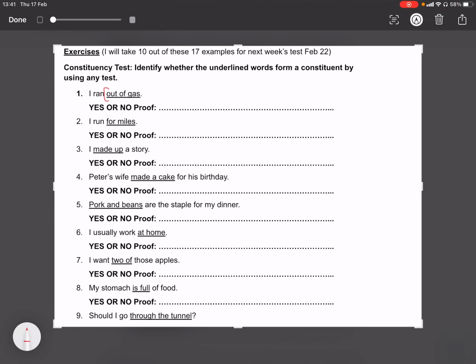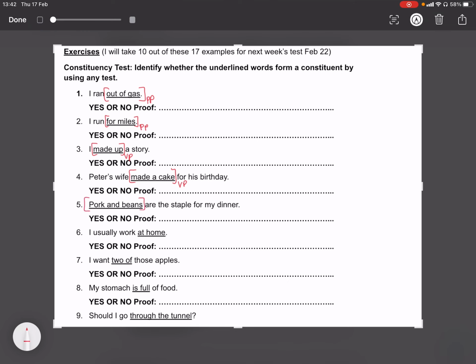So usually you think that anything that starts with a P would form a PP, right? But we cannot be sure until we test it. So right now I'm gonna mark what kind of phrase it is for now, okay? Made up is a VP. Made a kid is also a VP because it starts with a make.